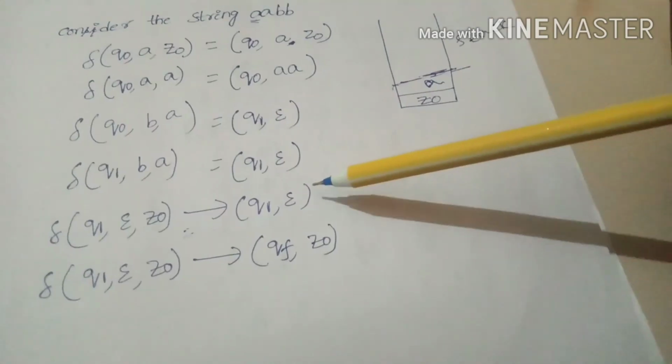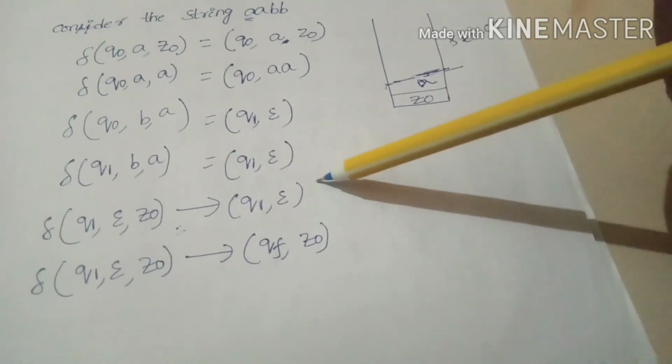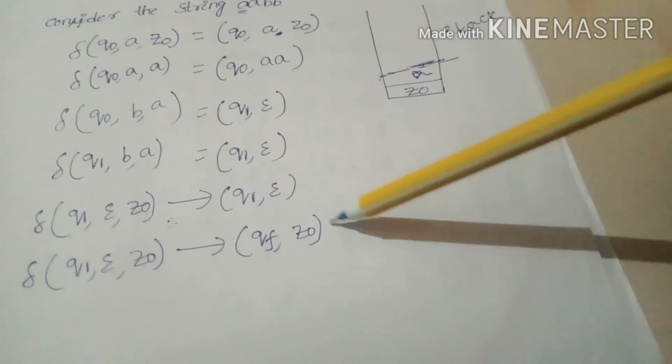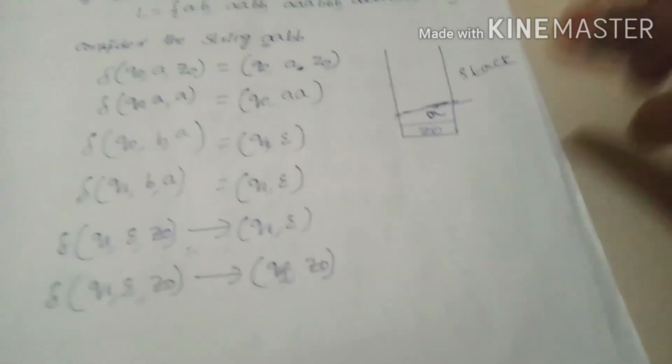Acceptance by PDA: this is acceptance by empty stack, and this is acceptance by final state, QF comma Z0.